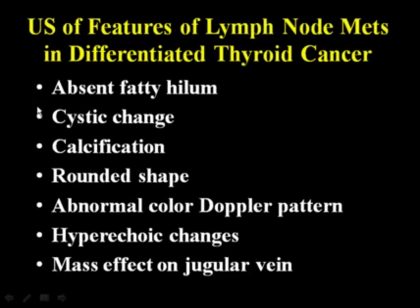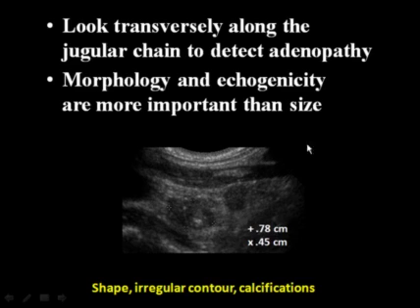So I will talk to you again about ultrasound features of lymph node metastases in differentiated thyroid cancer. Absence of the fatty hilum, and I'll describe a little bit more findings of this later, cystic change, calcification, a rounded shape, abnormal color Doppler pattern, hyperechoic changes, and mass effect on the jugular vein have all been reported to be features of nodal metastases from differentiated thyroid cancer, both medullary and papillary cancer. So what we want to do is look transversely along the jugular chain to detect adenopathy. And remember, morphology and echogenicity of the node are much more important than size.